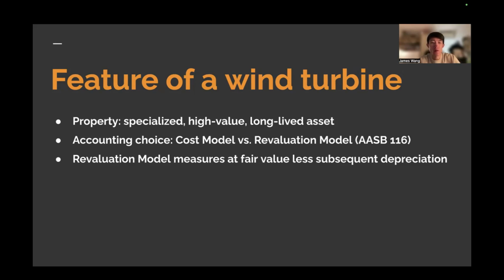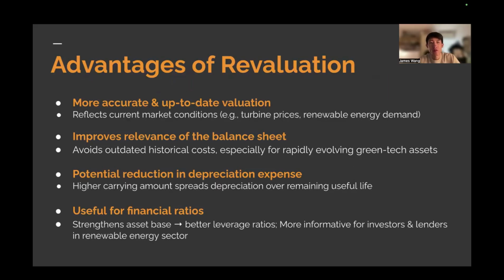So when we choose to value an asset, we usually use either the cost model or the revaluation model. The feature of the revaluation model is that it measures at fair value and takes out the subsequent depreciation afterwards. The advantages of using this model include a more accurate and up-to-date valuation, because every time we do the revaluation, we price the asset again on current market conditions. So it more accurately reflects the price the market is willing to accept.